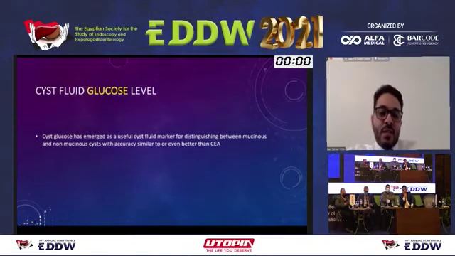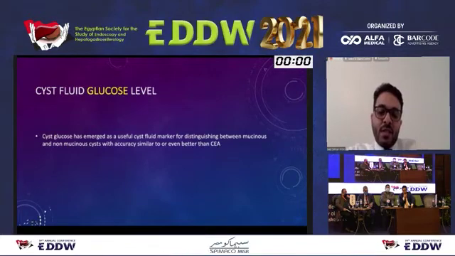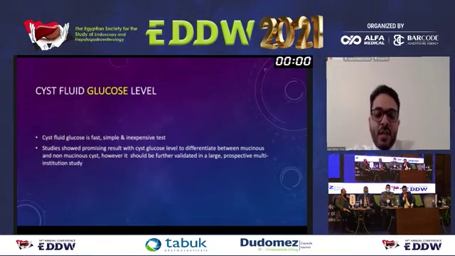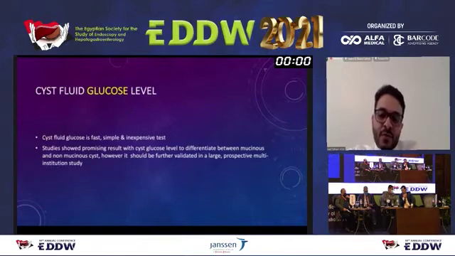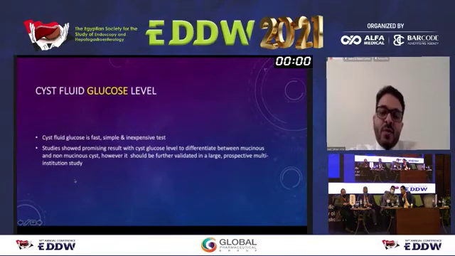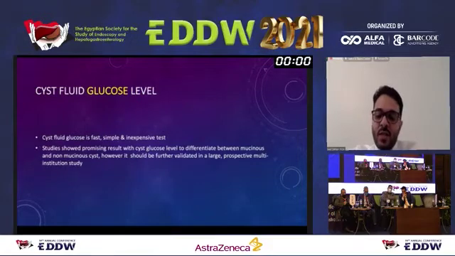Cyst fluid glucose level. Cyst glucose level has emerged as a useful cyst fluid marker for distinguishing between mucinous and non-mucinous cyst, with accuracy similar to or even better than CEA level. There are multiple small studies showing promising results. However, we still need a larger prospective study to validate this. For now, you cannot use cyst fluid glucose independently to differentiate between mucinous and non-mucinous, but you can use it as a complementary test to CEA level.